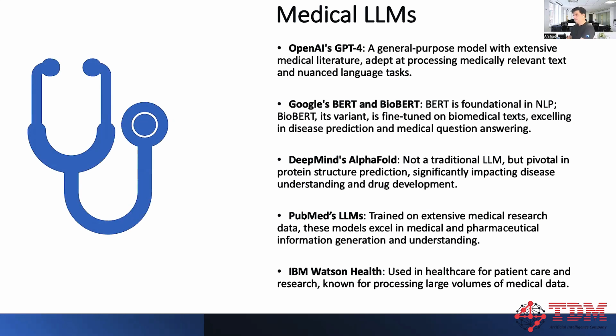Medical LLMs: ChatGPT-4 has extensive medical literature, mostly research-oriented. You can also ask for open source data and research papers. It does point you to them. I've done that myself. BioBERT is another one, which is fine-tuned on biomedical text. And then DeepMind, as I was saying, has pivotal protein structure prediction, genomics, and PubMed, which is medical research data for pharmaceuticals.